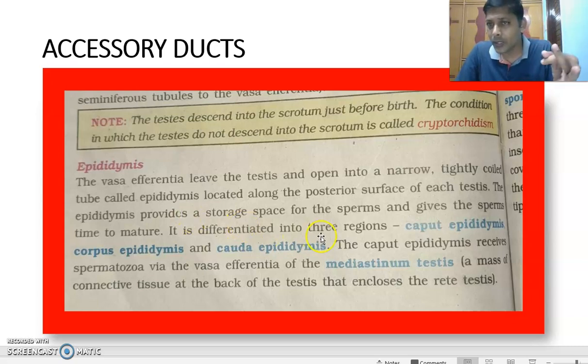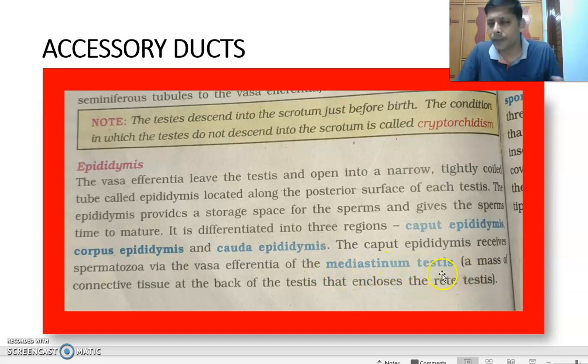Okay, what are the three regions in it? Caput, body, tail. Okay, which part receives the sperms? Caput. From where? From the vasa efferentia of the mediastinum testis.